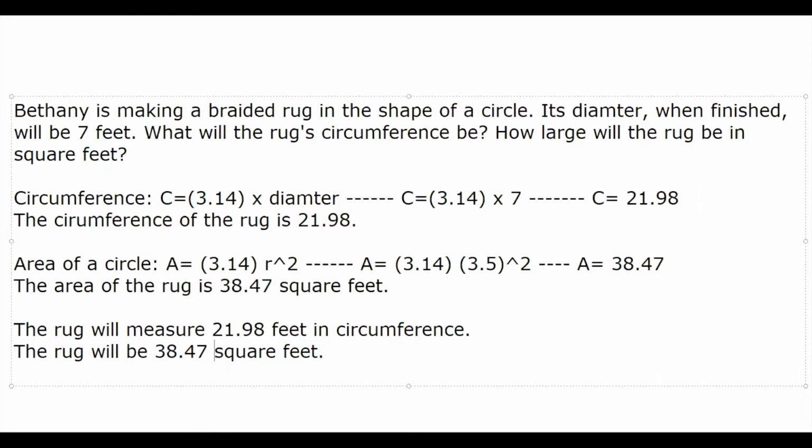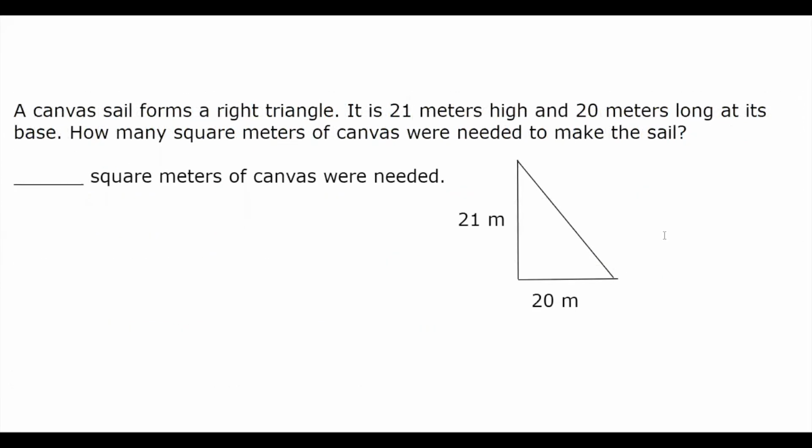So the next question, the third question, says a canvas sail forms a right triangle.